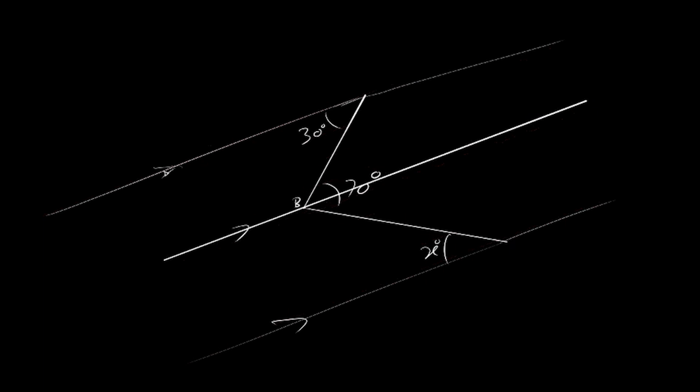So this line is parallel to these two lines. So this line will bisect the big line. So we'll have the letter Z here. So therefore, this little angle here will be 30 degrees. Meanwhile, I don't think blue is a good color. This big angle here is still 70 degrees.